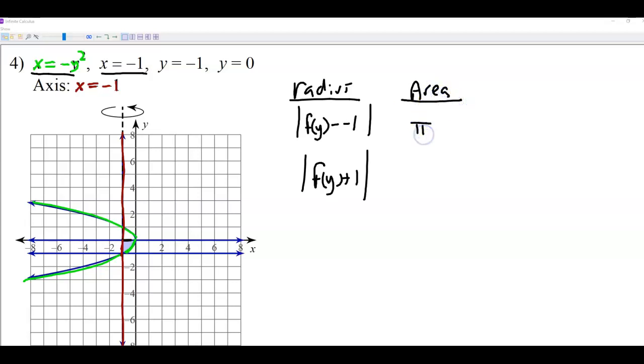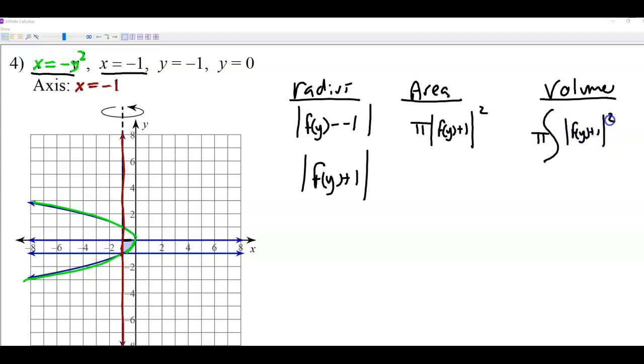Pi radius squared. Volume is the integral of your area, pi radius squared, with respect to y, and therefore we integrate from bottom to top. So down here, that's at the line y equals -1, up to here. So we're integrating upwards here from -1 to 0.